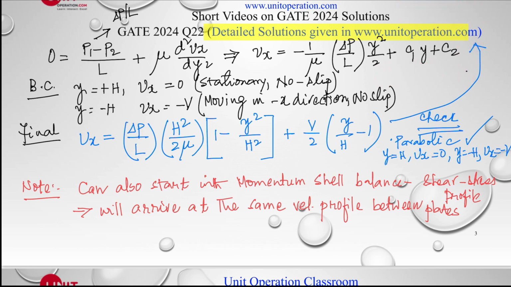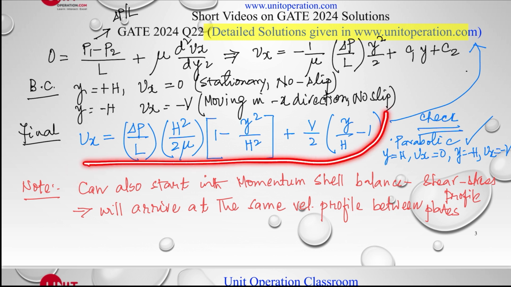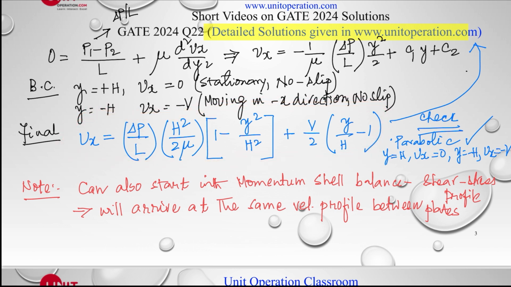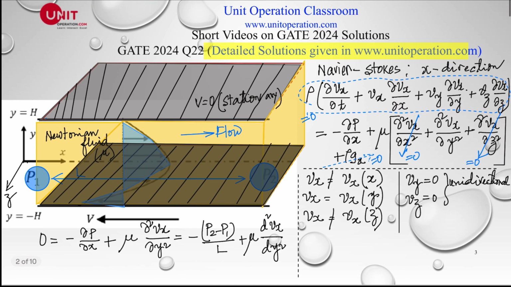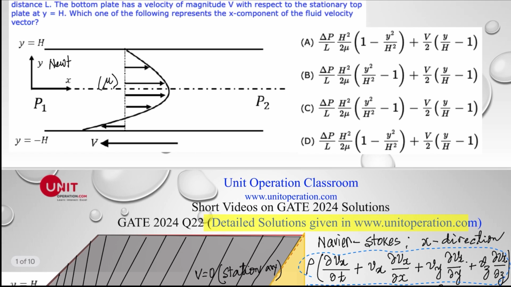And of course, there's a boundary condition: at y is equal to plus h, vx is equal to 0 because this is a stationary plate, no slip condition, and at y is equal to negative h, vx is equal to negative v, moving in the negative x direction. Of course, again, no slip condition. So if we do the final integration, we'll find that this is the relationship here. That's what we get, and that corresponds to this part A, which is true.